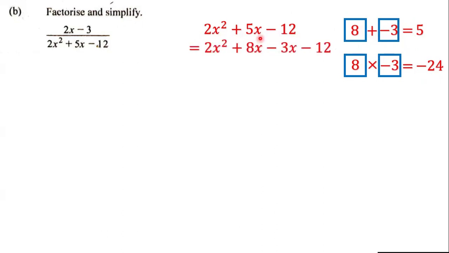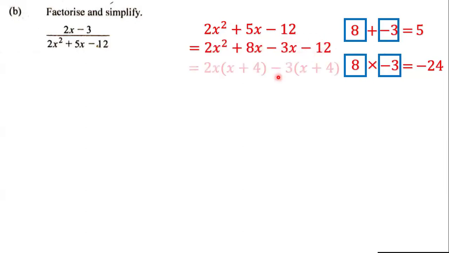So we take 5x and we express it as 8x minus 3x, because 8x minus 3x is definitely 5x. And so we have 2x squared plus 8x minus 3x, and we have minus 12 here. Now we factorize this particular expression, and then we factorize this particular expression here.